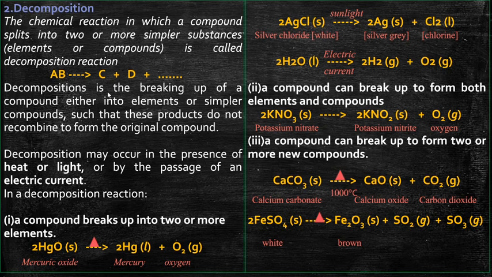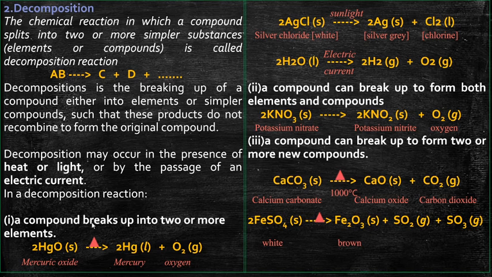Understand? Okay. Decomposition is the breaking up of a compound either into elements or simpler compounds such that these products do not recombine to form the original compound, which means the products cannot combine back again. And these kinds of decompositions may occur in the presence of heat or light, or by means of passing an electric current.